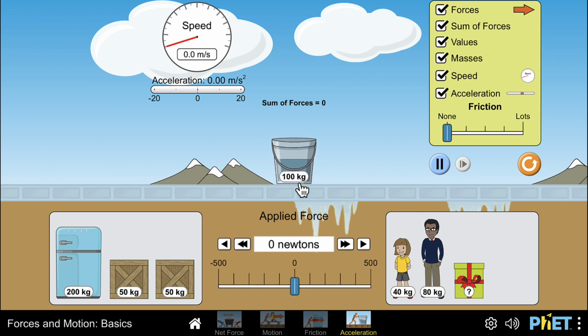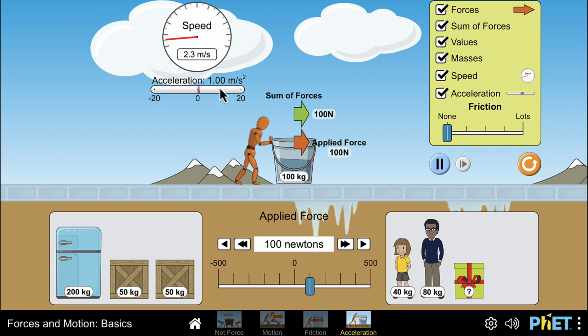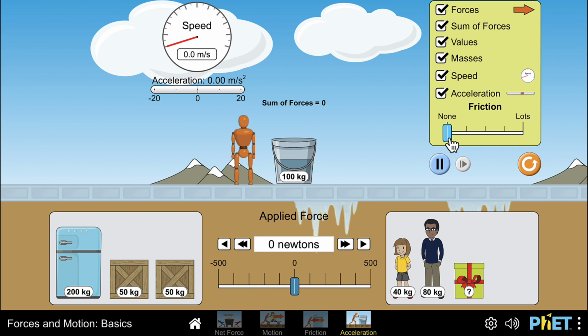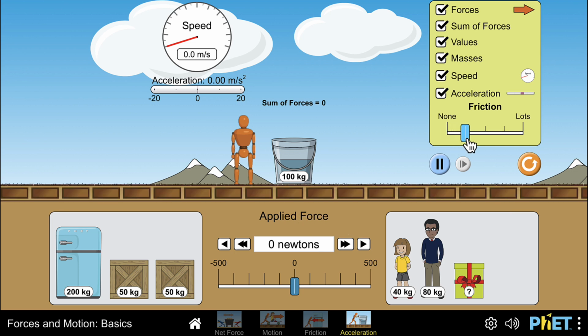Now what if I push this with 100 newtons? You expect to get 1 meters per second squared acceleration. Okay, that's easy. But what if I make this much friction? Do you think if I push this with 100 newtons, I will still get 1 meters per second squared for the acceleration? Let's see. It doesn't even accelerate. Why? Because there's friction. Friction acts opposite to the applied force, and it's exactly the same, so the sum of the forces is 0.